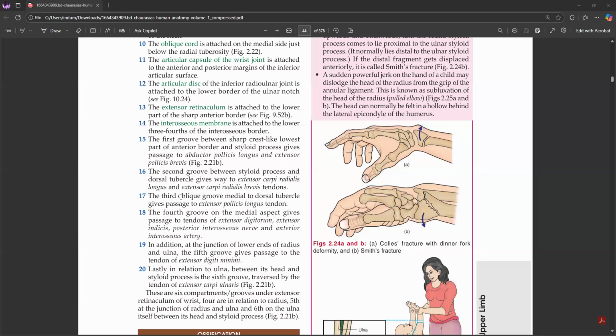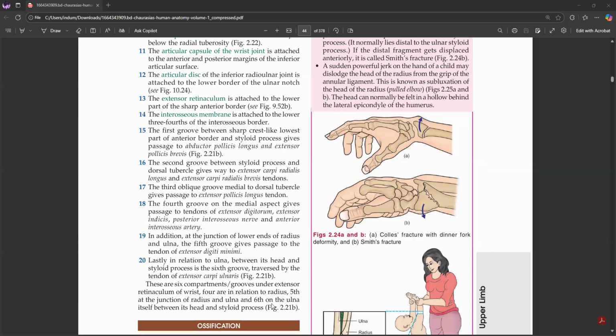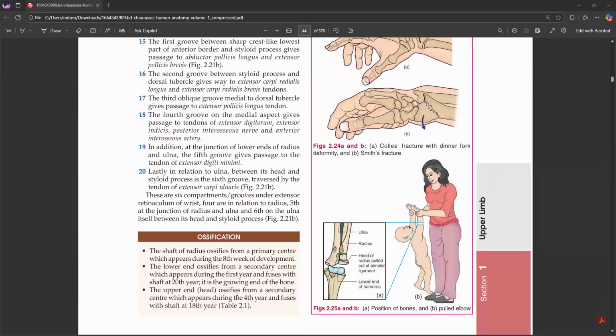Number 18. The fourth groove on the medial aspect gives passage to tendons of extensor digitorum, extensor indicis, posterior interosseous nerve, and anterior interosseous artery. Number 19. In addition, at the junction of lower ends of radius and ulna, the fifth groove gives passage to the tendon of extensor digiti minimi. Number 20. Lastly, in relation to ulna, between its head and styloid process is the sixth groove, traversed by the tendon of extensor carpi ulnaris, figure 2.21b.